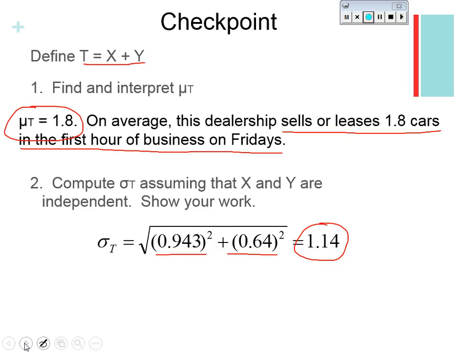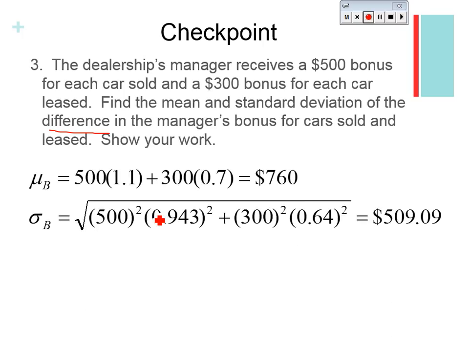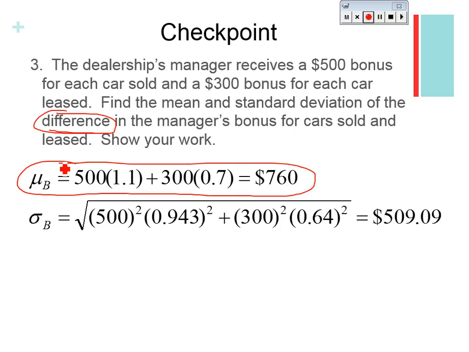And then finally for part C, or number 3, the dealership's manager receives a $500 bonus for each car sold and a $300 bonus for each car that's leased. Find the mean and standard deviation of the difference in the manager's bonus for cars that are sold and leased. Actually, this shouldn't say difference, this should be the sum instead of difference. So to combine their averages together, for instance, they were expecting to sell 1.1 cars, they were expecting to lease 0.7 cars. Here's the bonus for the amount of money that they get for selling a car, here's the bonus for the amount of money they get for leasing a car, and here's what the total value for that would be.